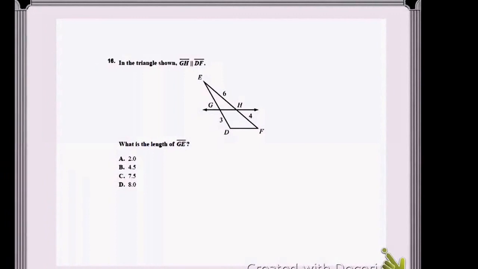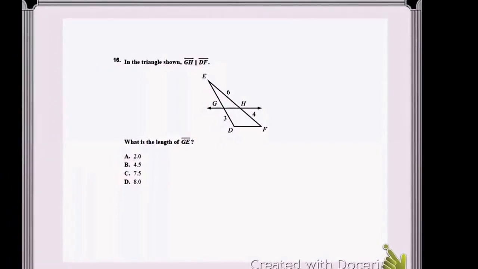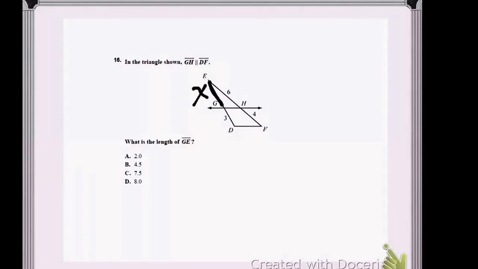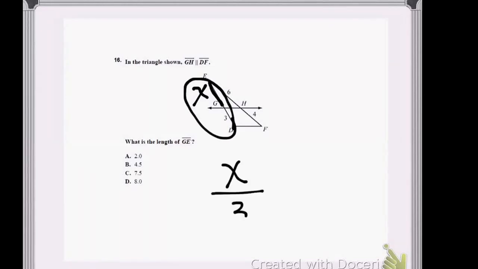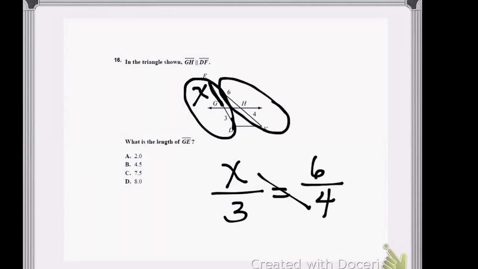Review questions. In the triangle below, GH is parallel to DF. What is the length of GE? Well, GE is right here, so let's put X. Again, if you remember nothing else from geometry, remember that you use proportions. So I'm going to use the numbers on my left side as my first fraction, X over 3, equals the values on my right side, 6 over 4. When I cross multiply, I get my answer. So what's the value of GE?